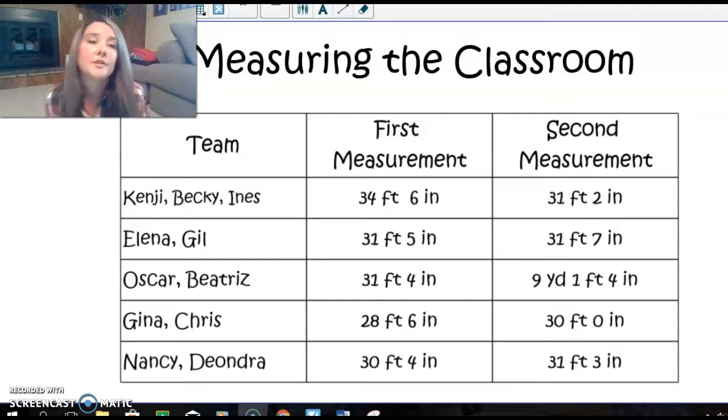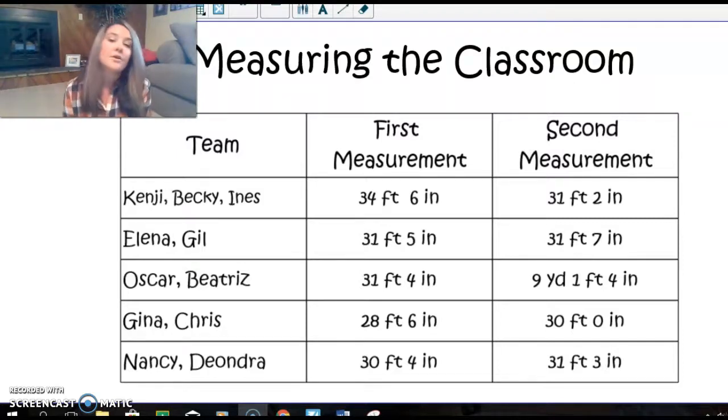So take a look at the measurement you might have done either in the classroom or a room at your home. And if you didn't do a second measurement, please do so, that way you can double check how you compared to the first time that you measured that room.